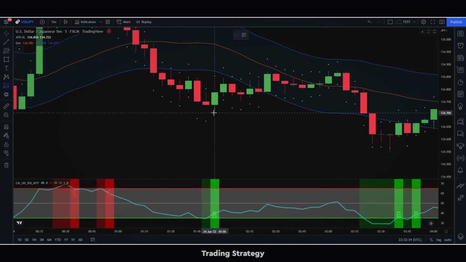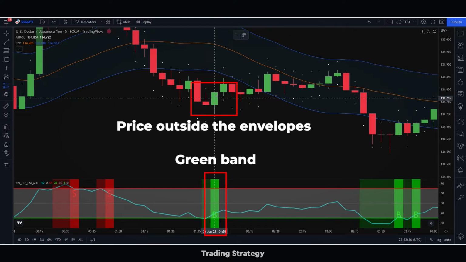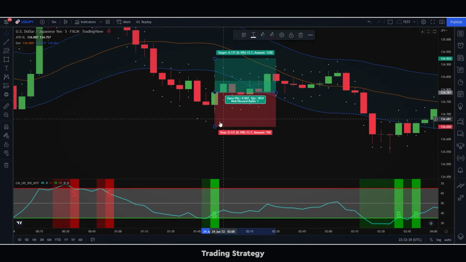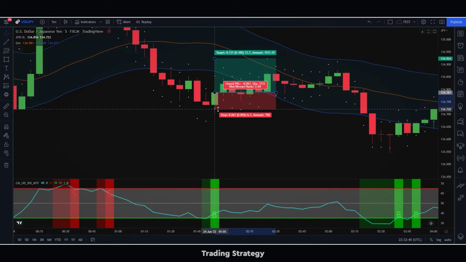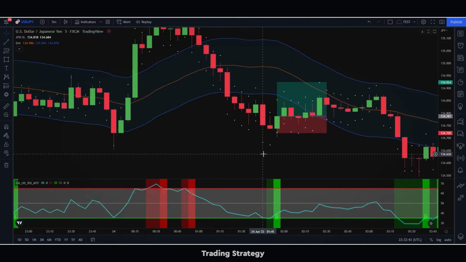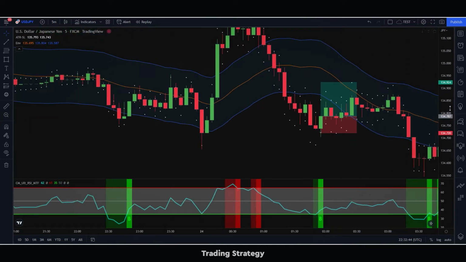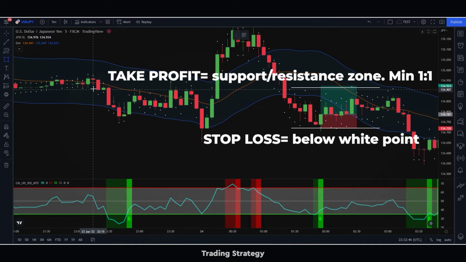The rules for buying are very simple. First, the RSI should show us a green band, and secondly, the price must be outside the envelopes. If this is true, we will carry out a buy operation. We will place our stop loss below the white point marked by the ATR stop loss, and our take profit in the support and resistance areas, with a minimum risk-benefit ratio of 1:1.